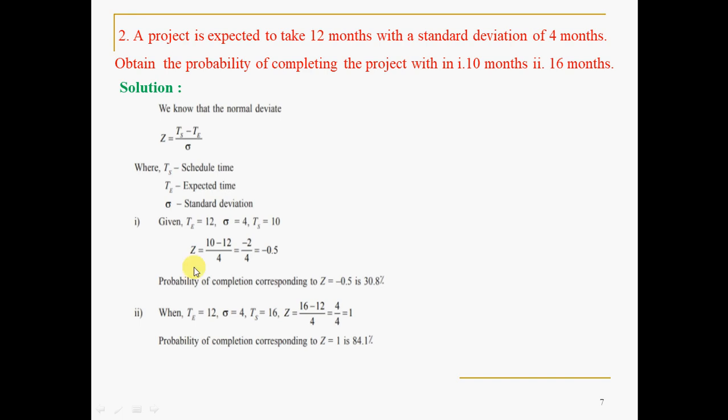For a minus Z value and a plus Z value, you have separate charts in fact. For Z equals minus 0.5, the probability is 30.8. So as I told, the probability of completing the project in 10 months will be less.